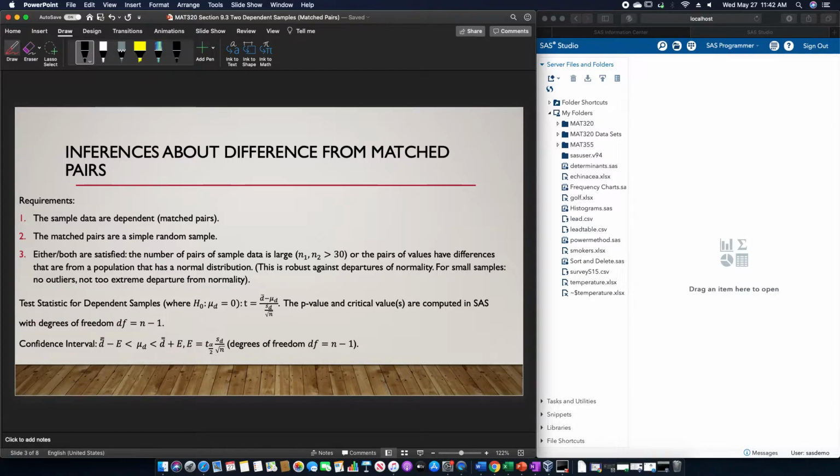The confidence interval is that we take the value of d bar, the sample difference, plus and minus the margin of error E. So that margin of error E is the value of t sub alpha over 2 times the sample standard deviation of the differences divided by the square root of the sample size. Again, degrees of freedom of n-1.